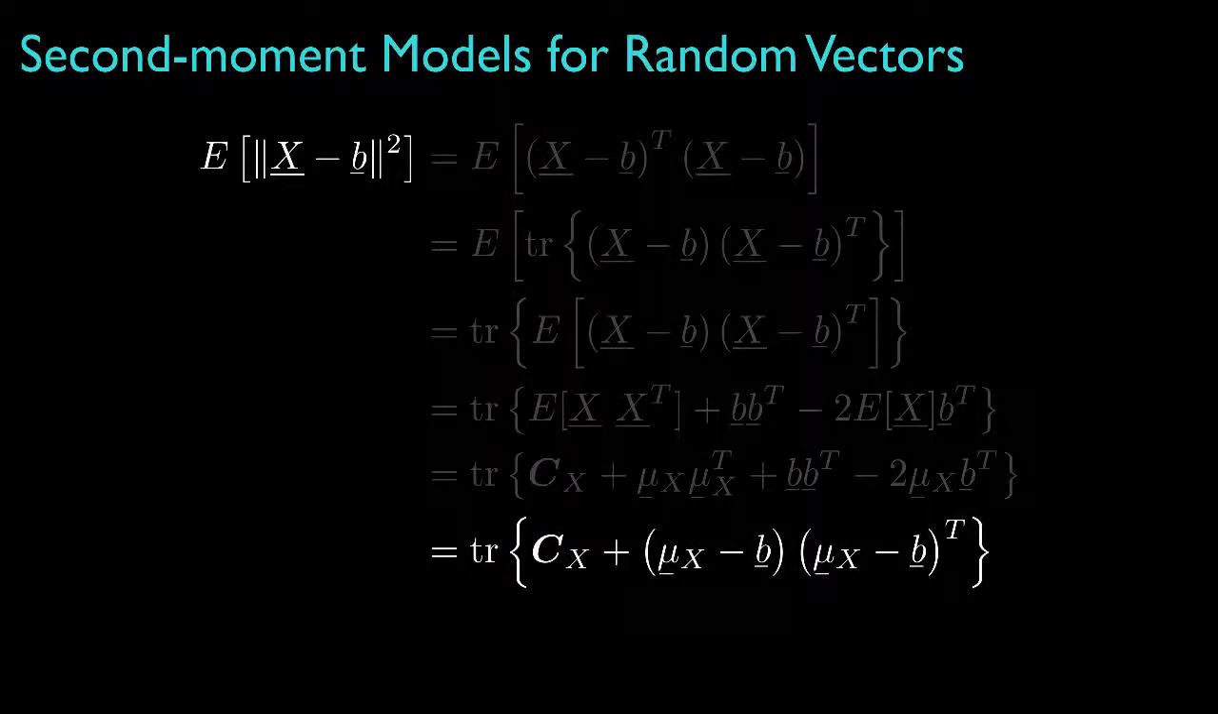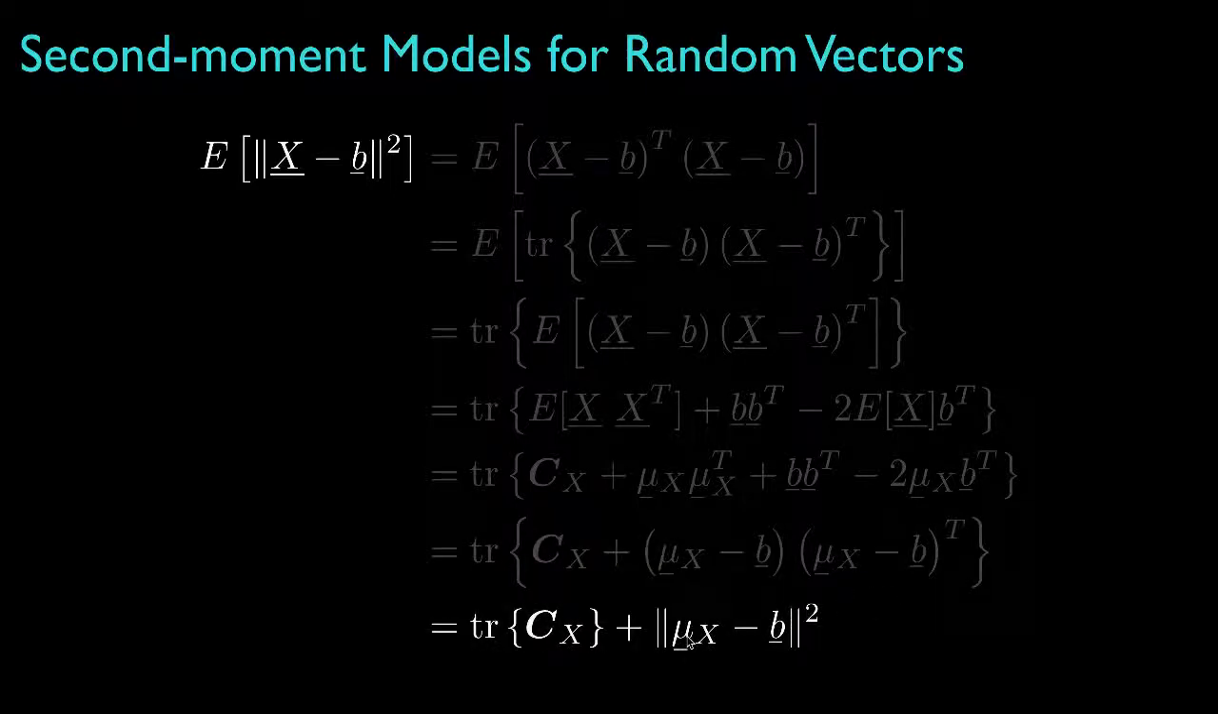Then we can gather all the terms involving the mean and the vector b to get a result that looks like this. That is, the mean square error between a random vector and some deterministic vector b is equal to the sum of the squared errors between the random vector's mean and the deterministic vector b, plus the trace of the random vector's covariance matrix.